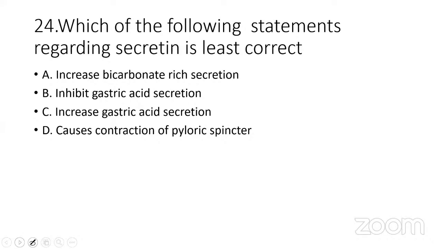Which of the following statements regarding secretin is least correct? Secretin increases bicarbonate-rich secretion, which is correct. It inhibits gastric secretion, also correct. So it increases bicarbonate watery pancreatic secretion, but gastric secretion is inhibited. That it increases gastric acid secretion is the wrong option. It causes contraction of the pyloric sphincter, also correct.